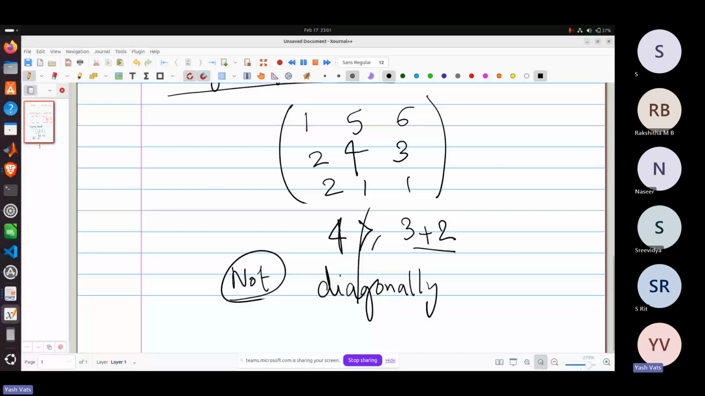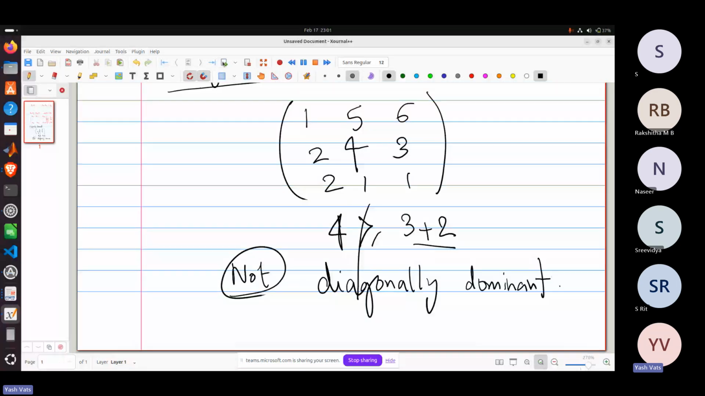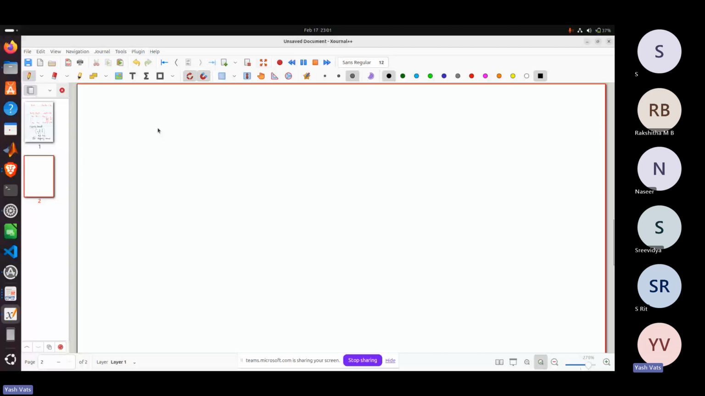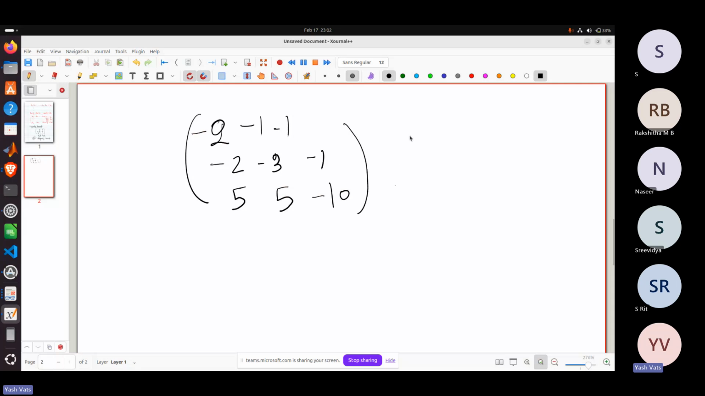I'll give you some matrices to check. If I give you this one, 0, minus 1, 1, minus 1, minus 2, minus 3 or minus 1, then 5, here I take minus 2, 5, 5, and here you take minus 10. Just check whether it is diagonally dominant or not.